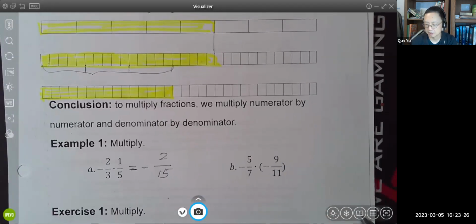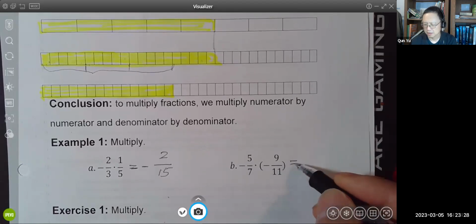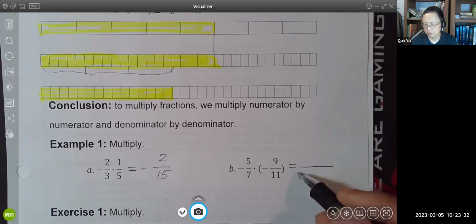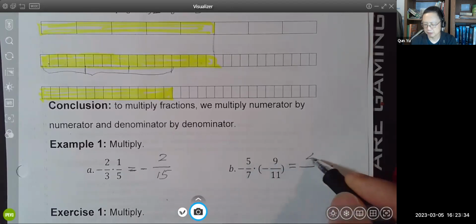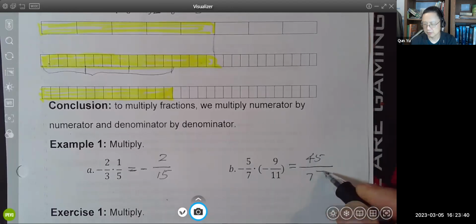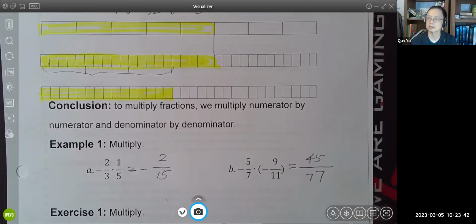Next one. Negative times negative is positive. We don't need to write a positive sign. 5 times 9, 45. 7 times 11, that's 77. So 45 over 77.